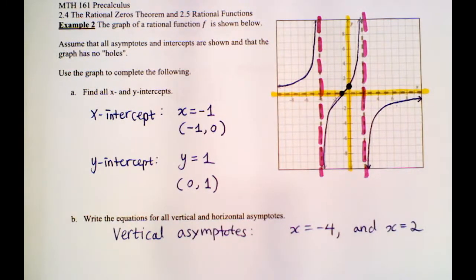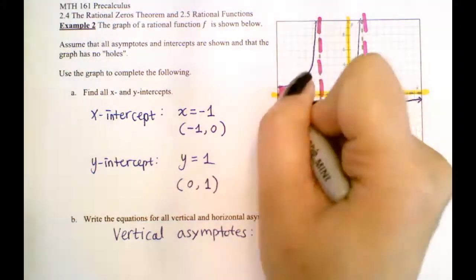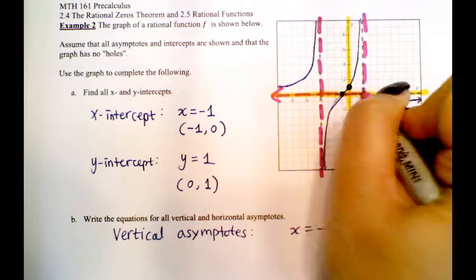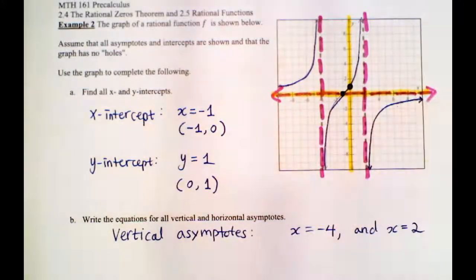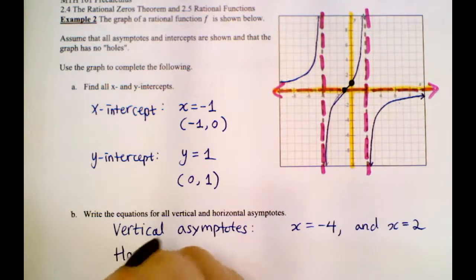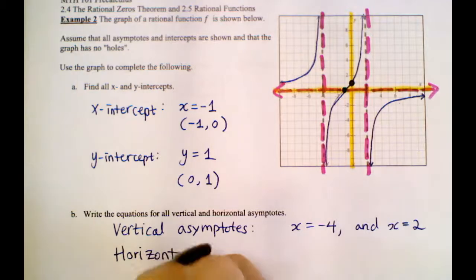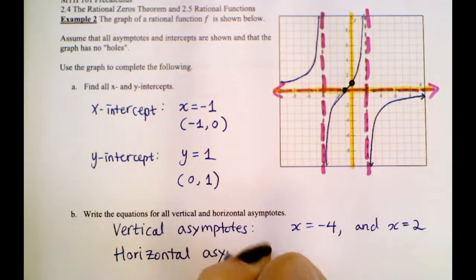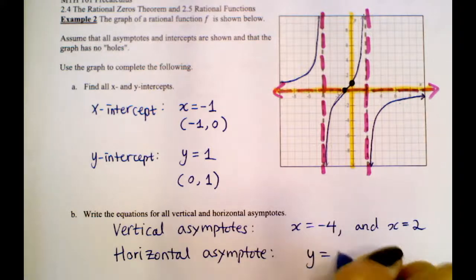Now let's find the horizontal asymptote. The dotted horizontal line is actually the x-axis right there. So what's the equation of the x-axis? The horizontal asymptote is at y equals 0.